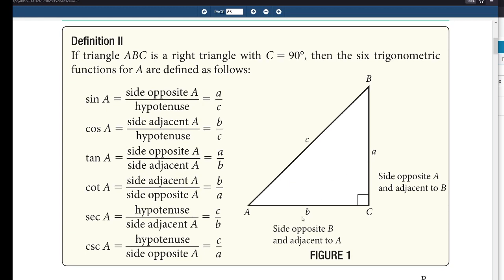So if you could just remember those three, you can remember the other ones because these other ones are just the reciprocals, right? So you just flip the ones you get up here, and then you get the ones down here.